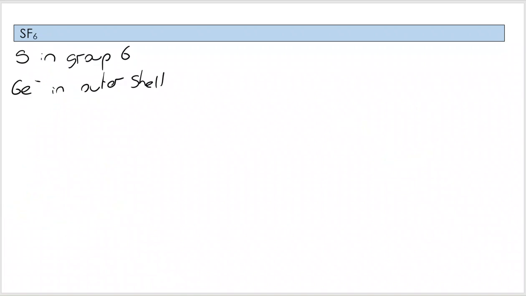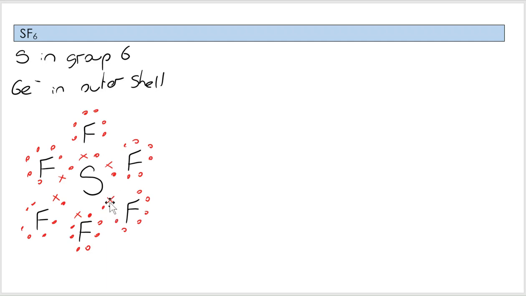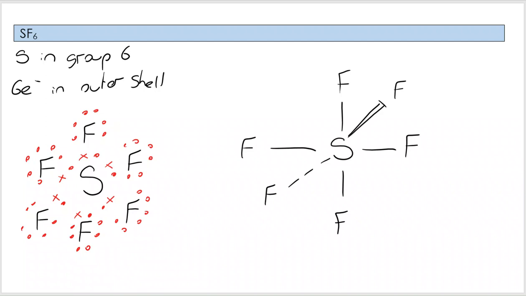Well, sulfur is in group 6. There are 6 electrons in its outer shell. So I draw my dot cross diagram again. I've got 1, 2, 3, 4, 5, 6 pairs of electrons around my sulfur that will dictate the shape. That means 6 pairs of electrons, octahedral, and octahedral, the bond angle is 90 degrees. So much of that is direct from the table. If you're happy with that and you're comfortable with it, you're ready to move on to the next video to look at the more complex shapes of molecules.